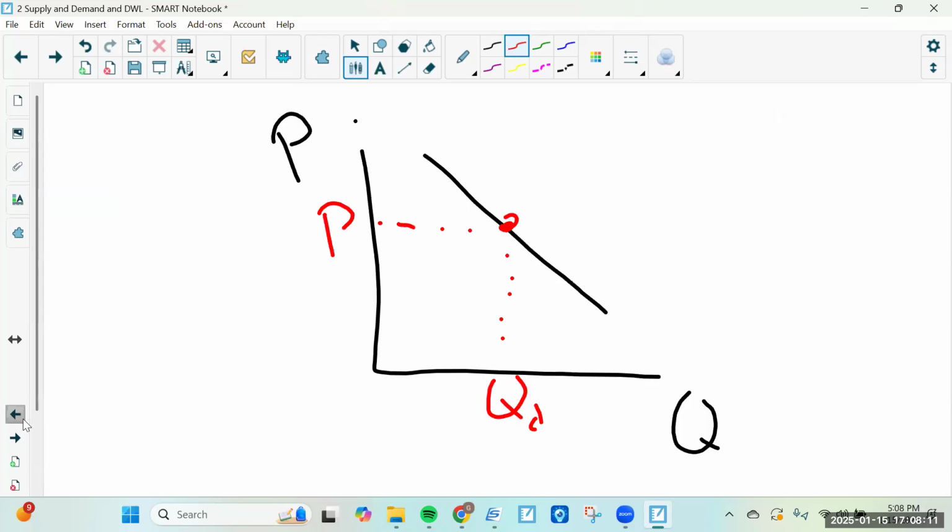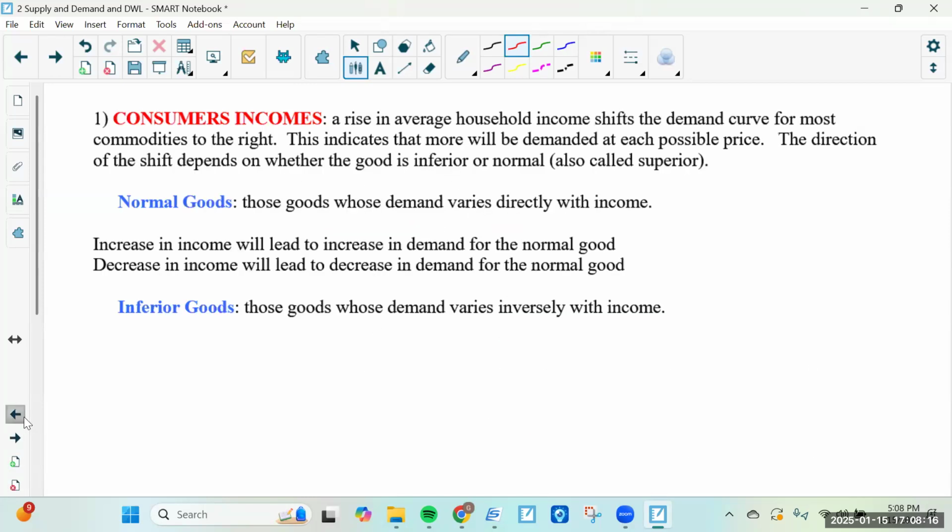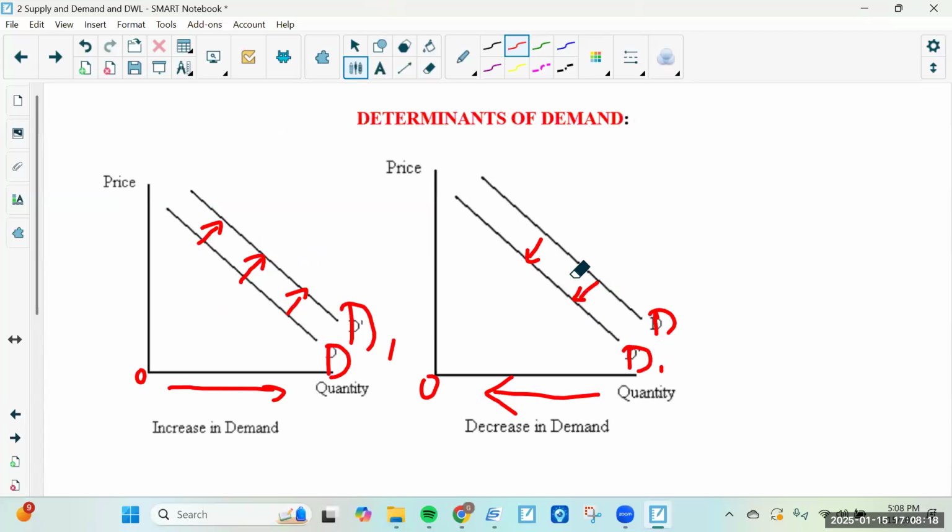Okay. So if your income goes up, then the demand curve shifts to the right. If your income goes down, the demand curve shifts to the left. You're going to buy less of everything at all prices. If your income goes up, you're going to buy more of everything at all prices, because we're talking about demand curves.